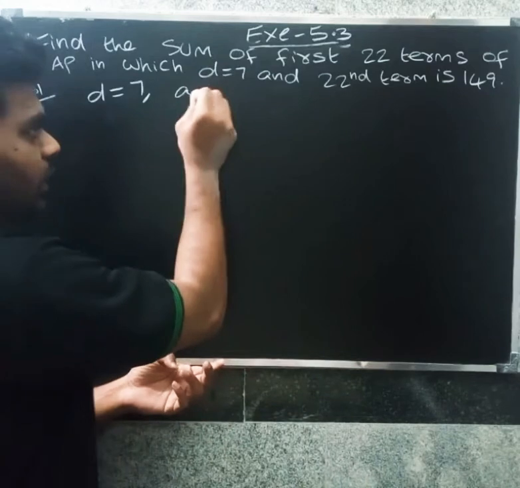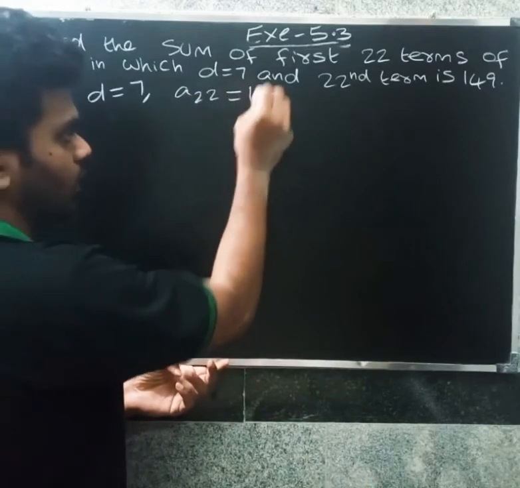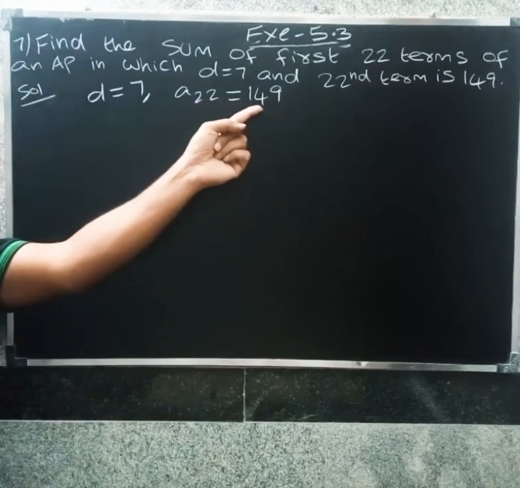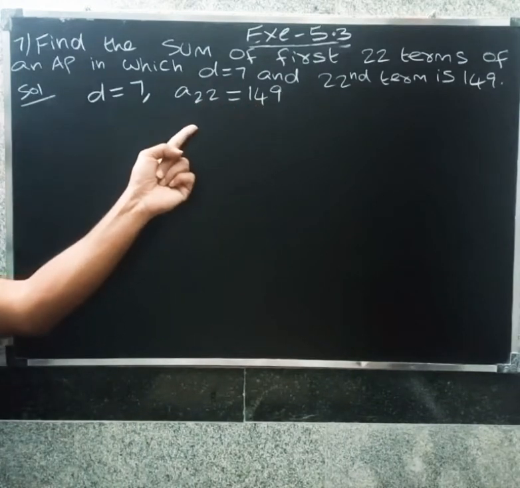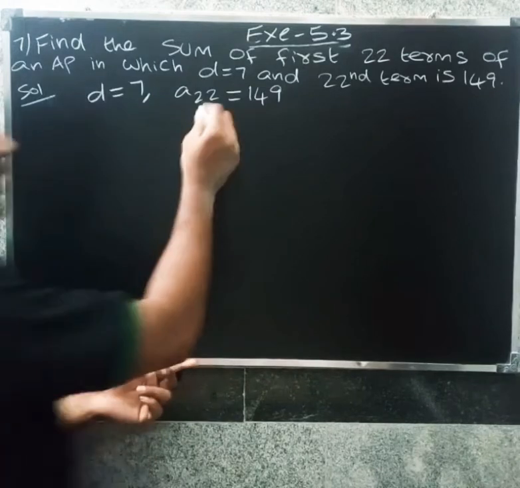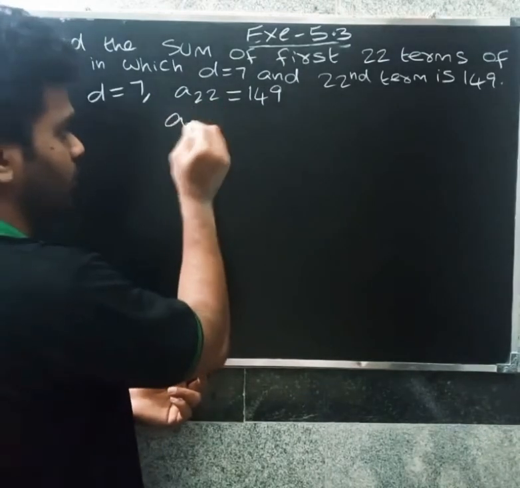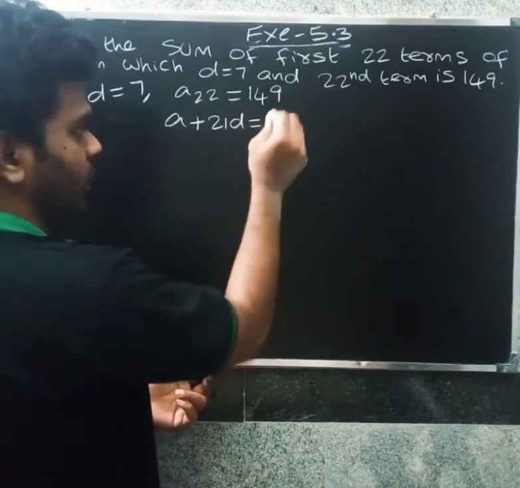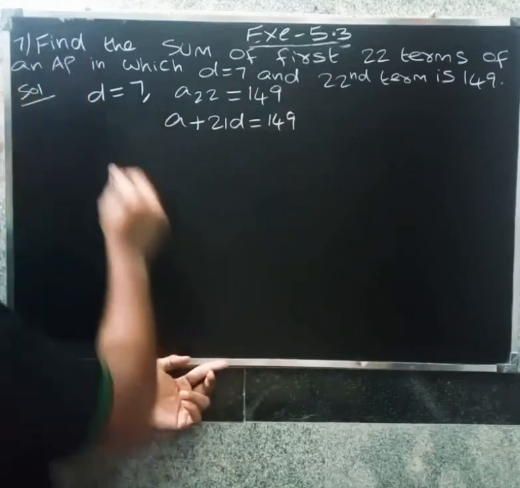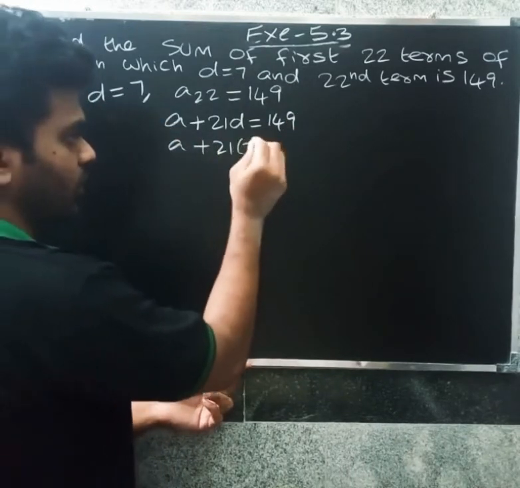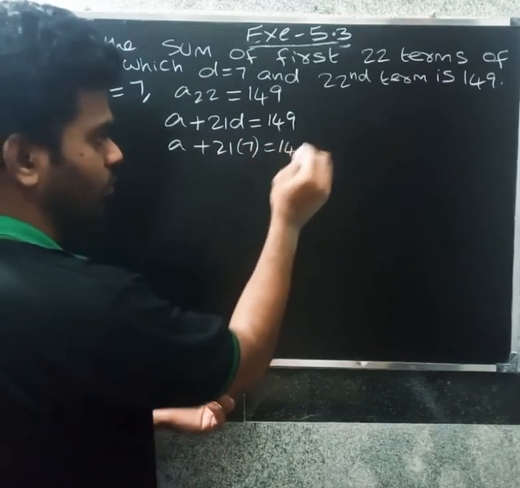So A22 equal to 149. Then we use the formula an equal to a plus n minus 1 into d. So here, a plus 21 into d equal to 149. We know the value of d is 7. So a plus 21 into 7 equal to 149.